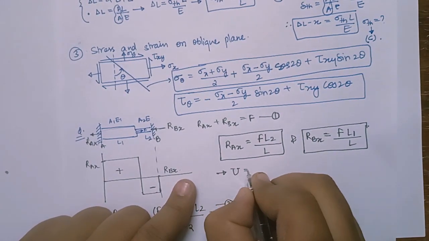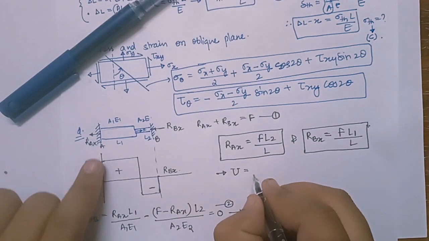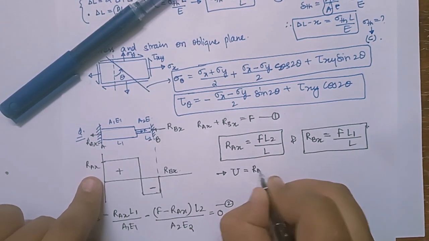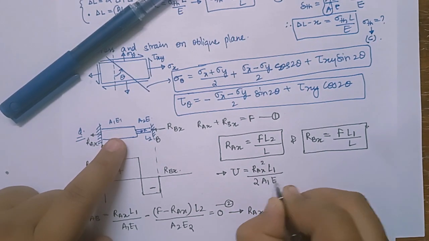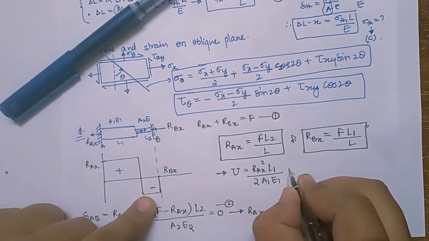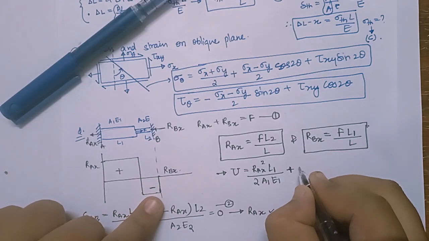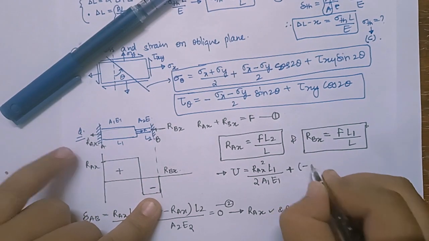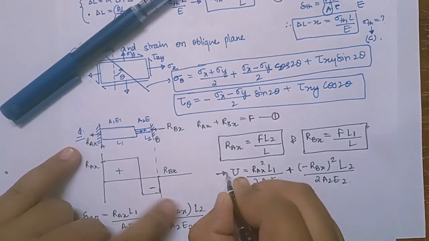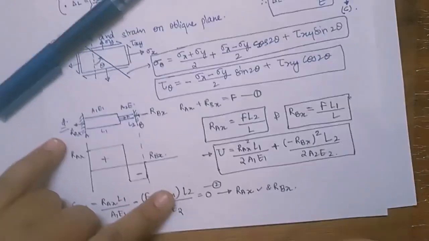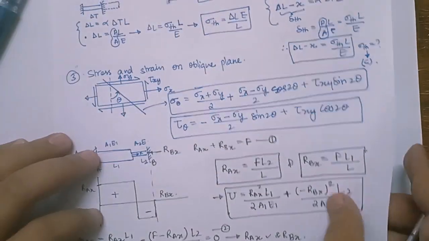So strain energy is what? The load square. Now load is on this part, load is RAX square into L1 upon 2 A1 E1, and here it will be, now the load plus load square. So load is minus RBX square L2 upon 2 A2 E2. So this is the strain energy equation, right? So similarly you can solve all the questions. So chapter 2 is done. Now let us see chapter 3.